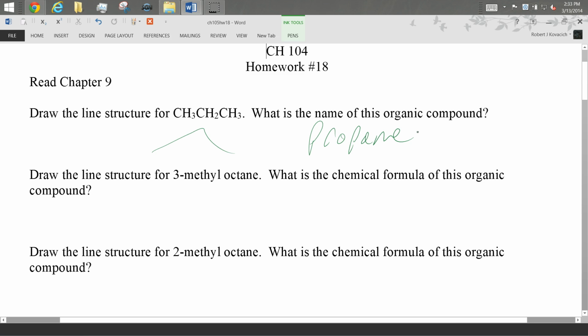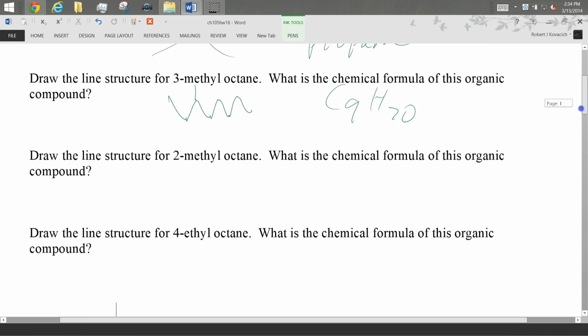Draw line structure for 3-methyl octane. 2, 3, 4, 5, 6, 7, 8, 1, 2, 3, something like that. Maybe more, 2, 3, 4, 5, 6, 7, 8, 1, 2, 3. What's the chemical formula for this? 8, 9, C9H... oh, wait, 20? CH3, CH2. Everybody good with that?